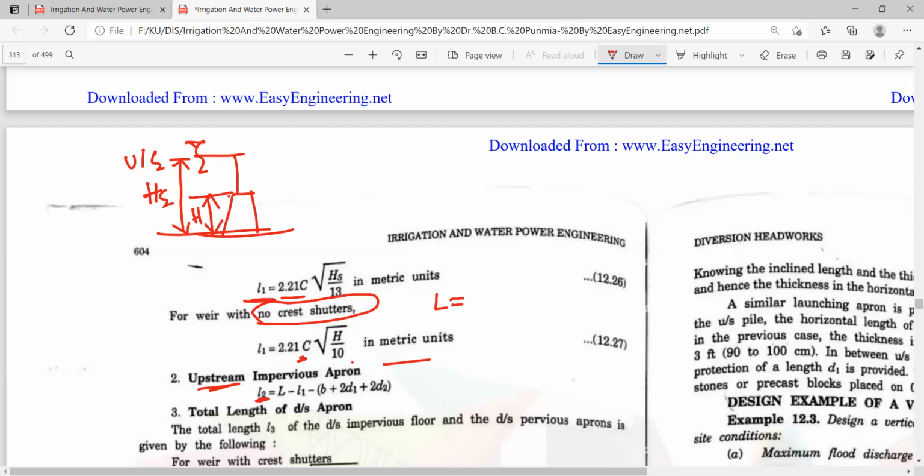Just now we have seen the total creep length will be equal to L1 plus L2 plus B. I will show you what the total creep length is. This is the weir portion, and this will be the shutter portion. So there is water at the upstream side and water at the downstream side.